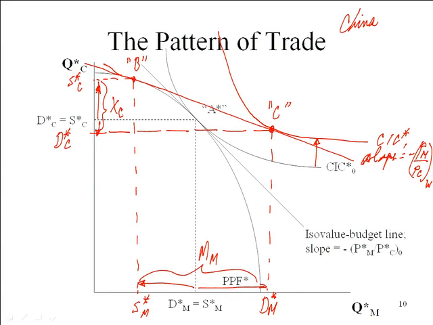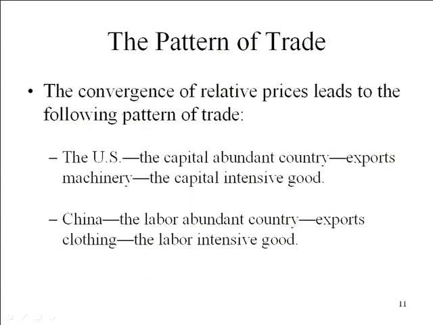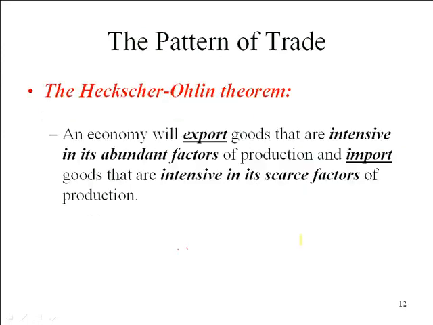Now, the pattern of trade that we end up with shows the capital-abundant country, in this case the US, exporting the capital-intensive good, machinery, where the labor-abundant country exports the labor-intensive good, cloth. That particular conclusion is actually what's known as the Heckscher-Ohlin theorem. Notice the Heckscher-Ohlin theorem doesn't actually even address the Heckscher-Ohlin diagram that we had earlier. You could do all of the Heckscher-Ohlin theorem just using production possibilities curves and world relative supply and demand conditions. So again, we export the good that's intensive in our abundant factors, and we import those goods that are intensive in our scarce factors.